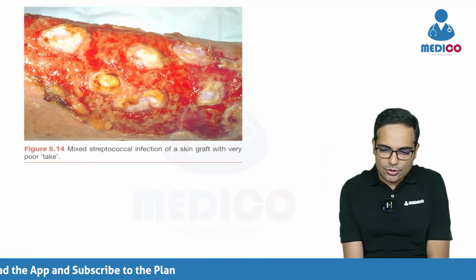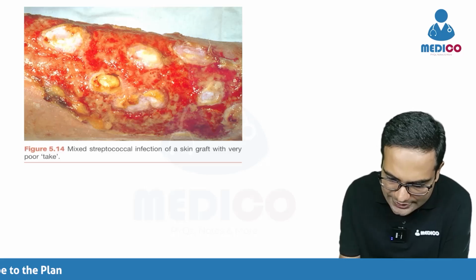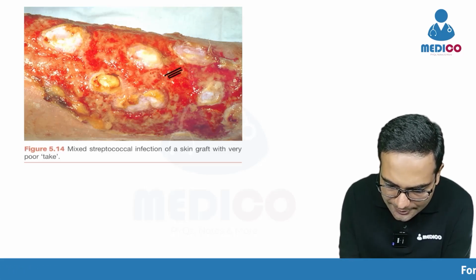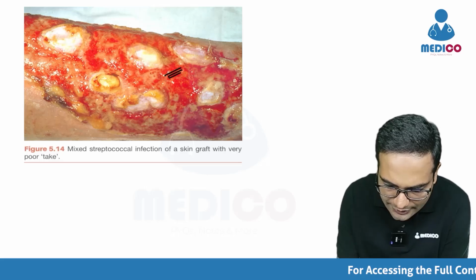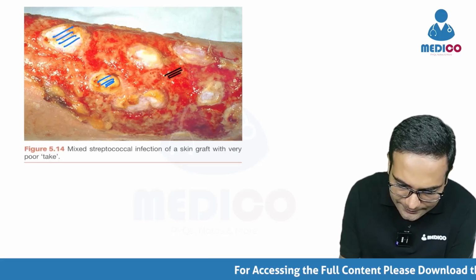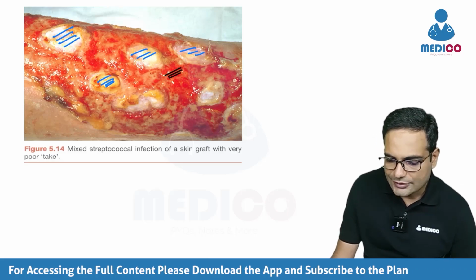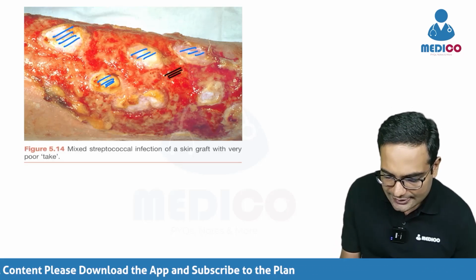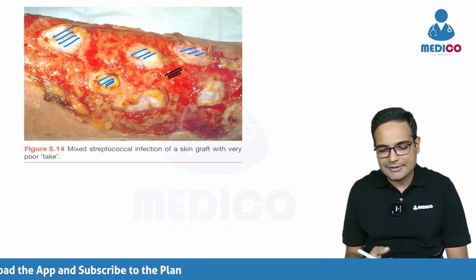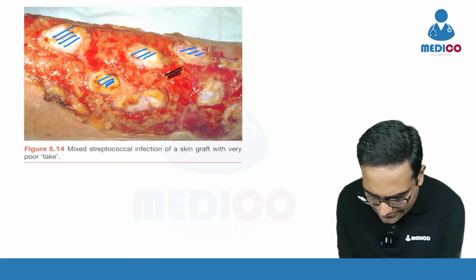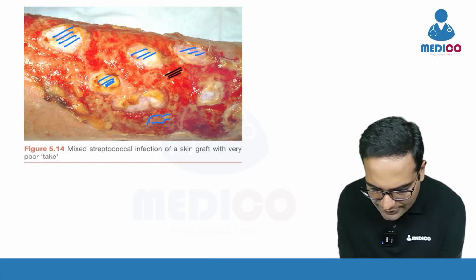Okay, so let's see what this image is. Now in this image, you can see red tissue in between, right? And you can see some white tissue or some slough in other areas. The red tissue represents granulation tissue, and where there's outright slough, that means there is some infected tissue over there, right? And you can see slough in other areas as well.